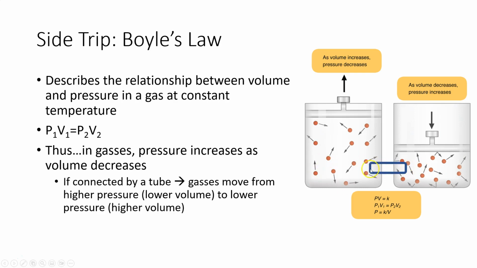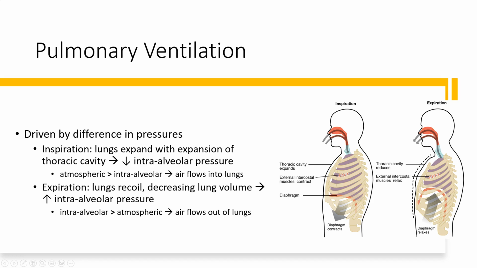If you were to connect these two containers by a tube that have different volumes and different pressures, gases will move from the higher pressure, or the lower volume, to the lower pressure, or the higher volume. So just like other substances that move from high to low concentration, our gases are going to move from high to low pressure. This is important because ventilation is driven by differences in pressure.